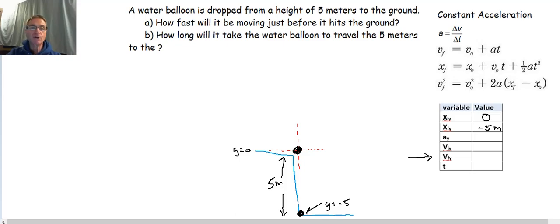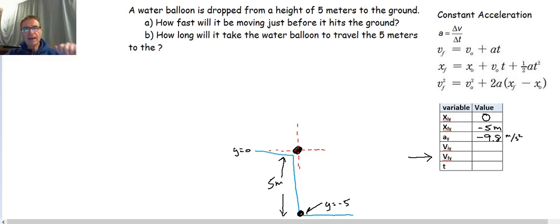Okay, what else do we know? Well, this is a y dimension problem. So what do we always have? We always have an acceleration due to gravity, and we're here at the surface of the Earth, so it's going to be -9.8 meters per second squared.